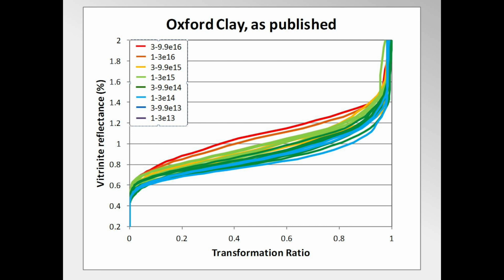The samples with the highest A factors and highest activation energies in red generate latest, and those with the lowest A factors and lowest activation energies generate earliest.